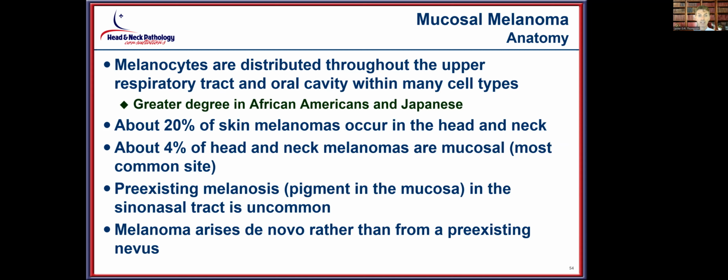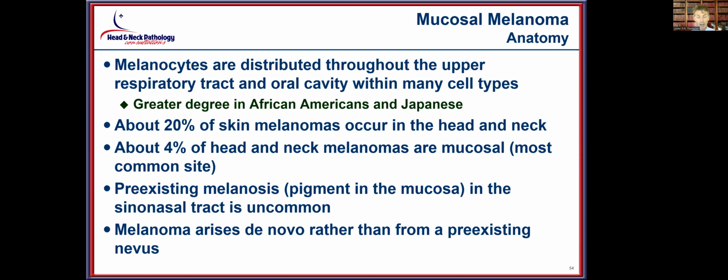So melanoma, well, melanocytes are distributed throughout the upper aerodigestive tract and the oral cavity. There is an inducibility factor to it, so pre-existing melanosis can certainly be seen, although it doesn't really convert into the development of a melanoma.